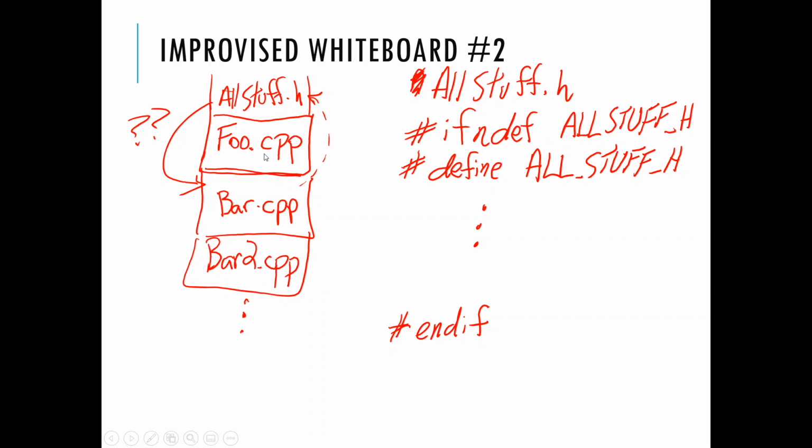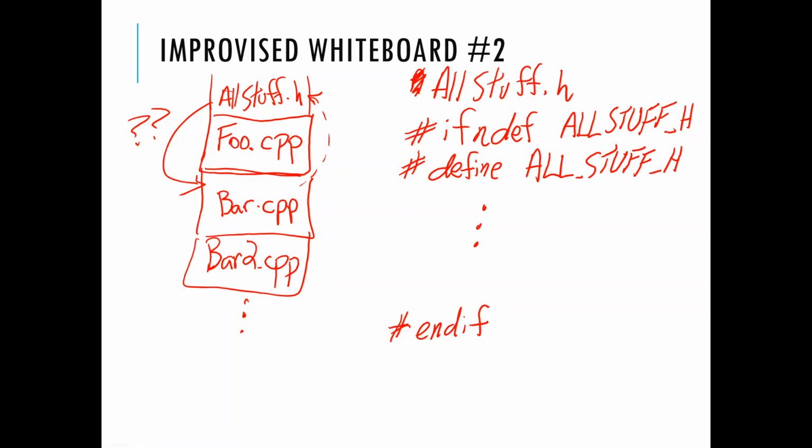And foo.cpp includes allstuff.h, bar.cpp includes allstuff.h, bar2.cpp includes allstuff.h. They all include the same header file. Doesn't matter which order they come in. I will only include it the very first time I hit this. So foo.cpp will include allstuff.h, bar.cpp won't. I needed to not include allstuff.h again.